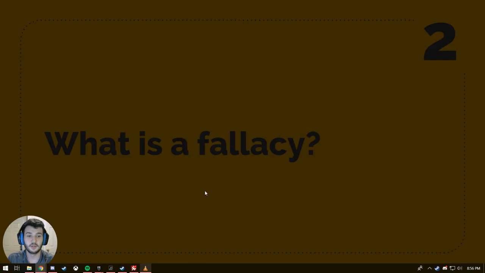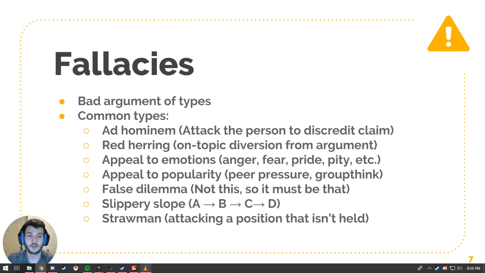Two, what is a fallacy? A fallacy is a bad type of argument. Common types of fallacies are ad hominem, which is when you attack the person and discredit the person, which in turn discredits their claim. A red herring, which is an on-topic diversion from the argument, where you throw something else out there that's not really the same argument, but it's on topic, so it diverts you away and makes you accept it as a valid argument. Appeal to emotions is when you provoke anger, fear, pride, or pity and use that to influence the argument.